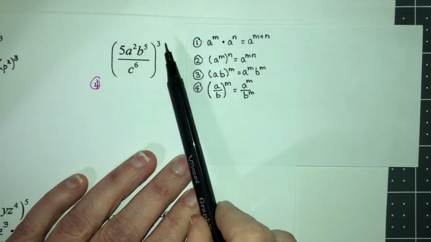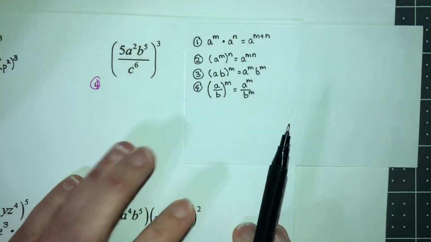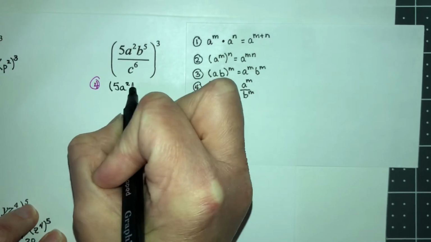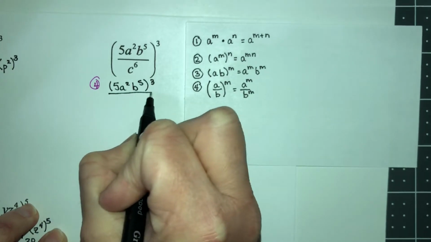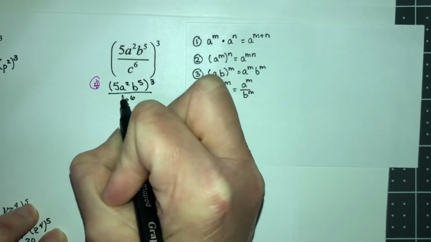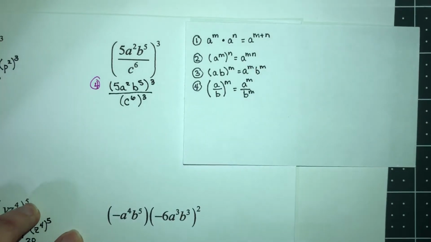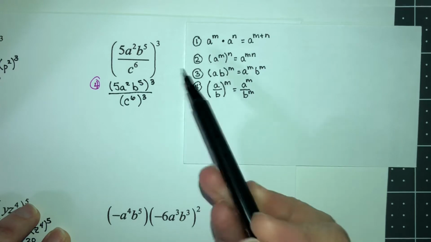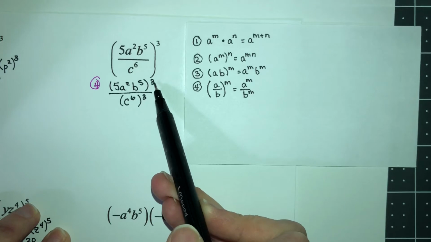and I apply this third power to the entire numerator and the entire denominator separately. So this becomes 5a squared b to the 5th raised to the 3rd over c to the 6th to the 3rd. Okay? Now essentially I have two problems. I need to simplify the top problem and I need to simplify the bottom problem.